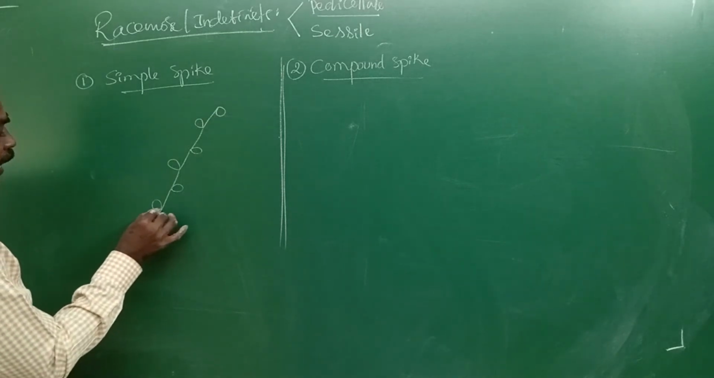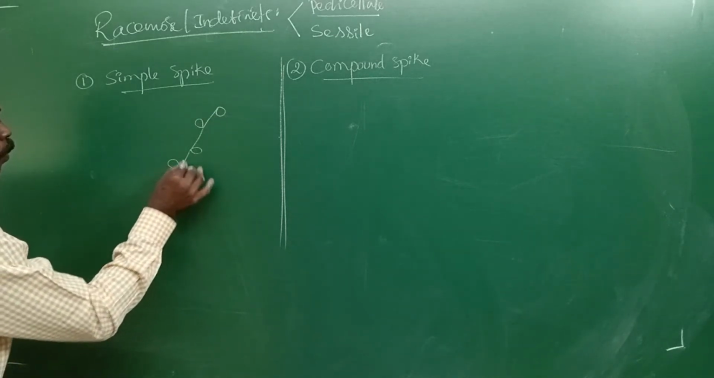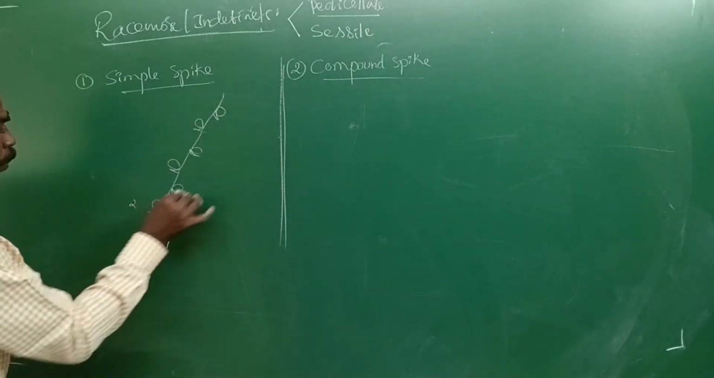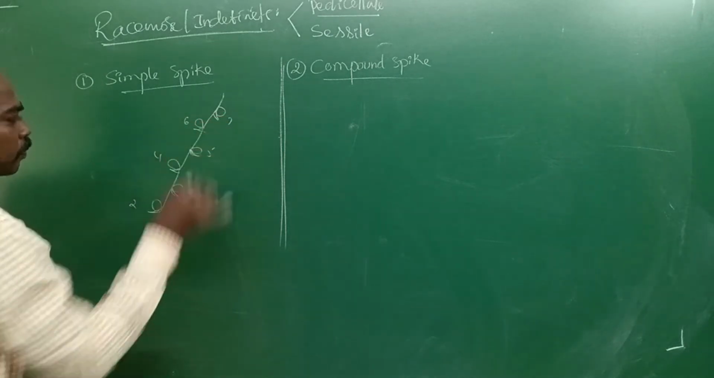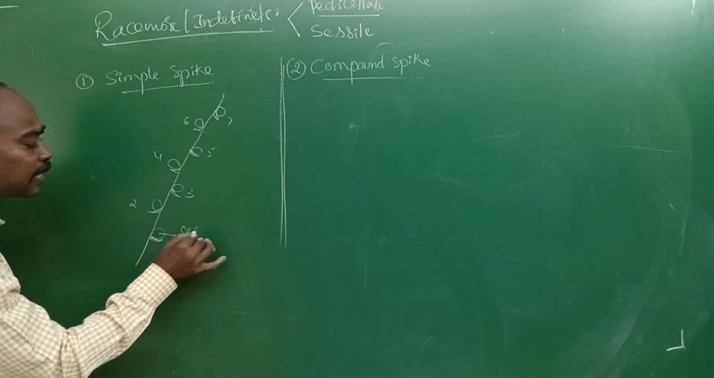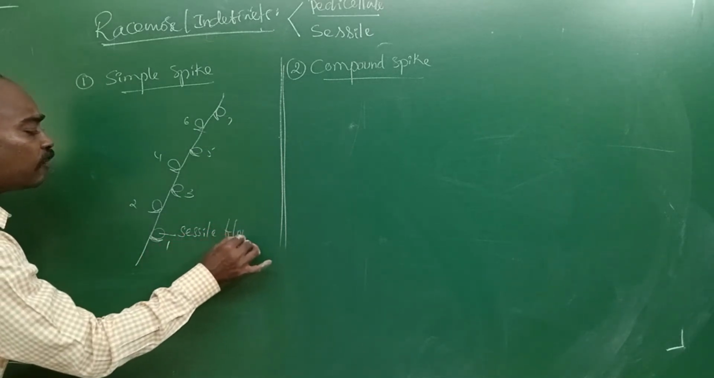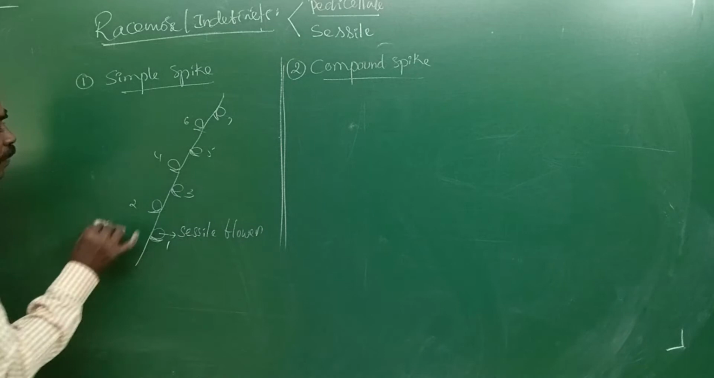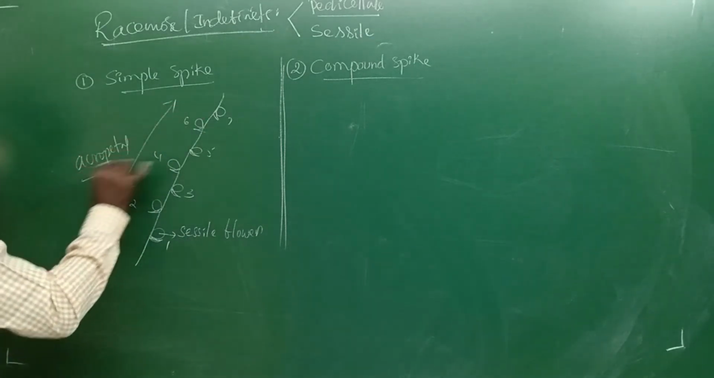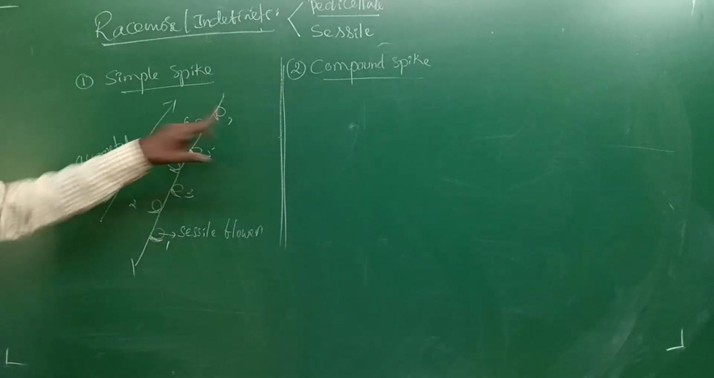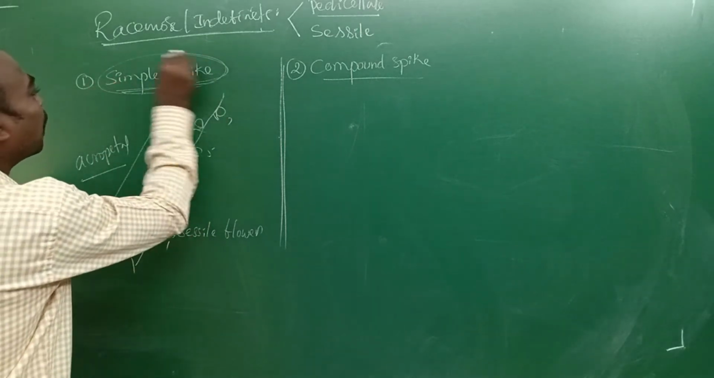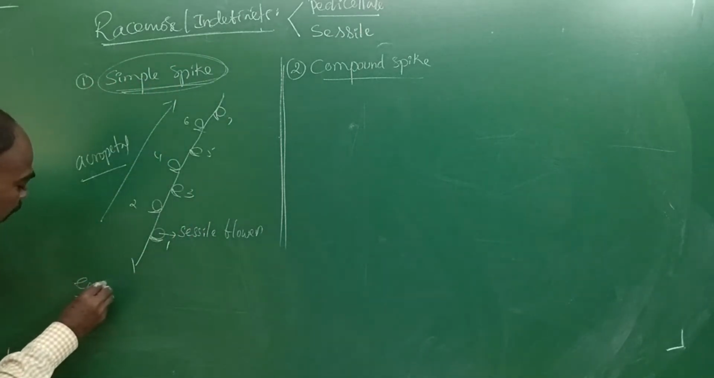Means bracteate sessile flowers are borne on the peduncle in acropetal manner. Right? So, the flower does not have a stalk, hence it is called what? Sessile flower. Flowers are borne in acropetal manner. The peduncle does not have a branch. So, unbranched peduncle. Hence it is called what? Simple spike.